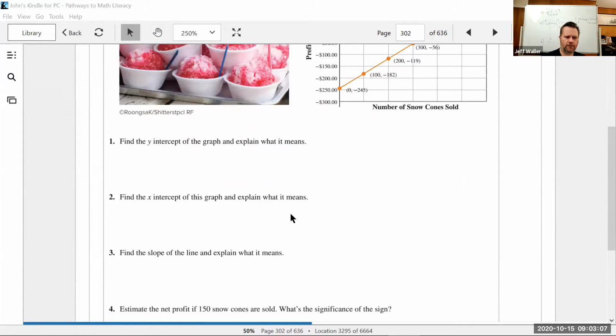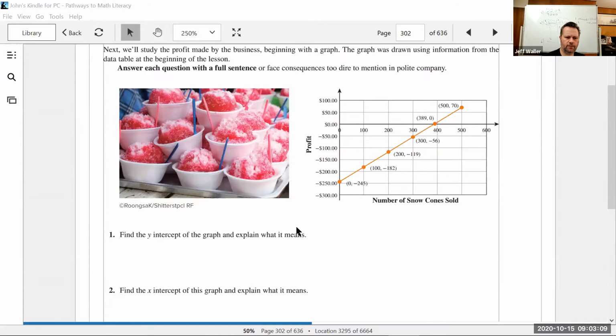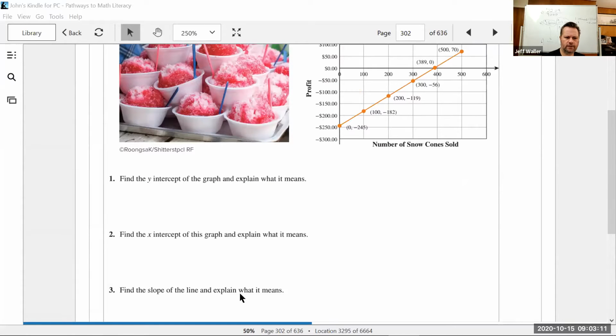I want to figure out this one. Look at number 3. Find the slope of the line and explain what it means. I don't think we did that last time. You can correct me if I'm wrong. I'll accept a correction. But can you guys take a minute, figure out what this is? The slope of this line.